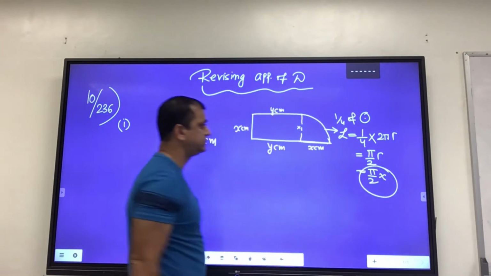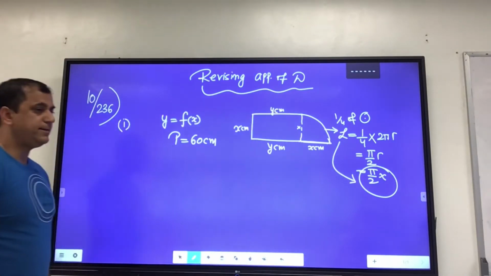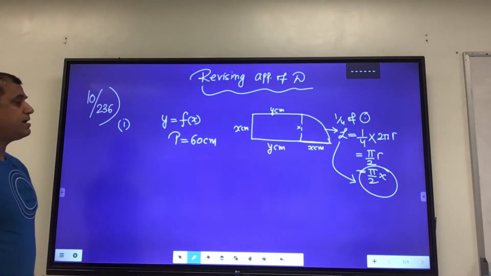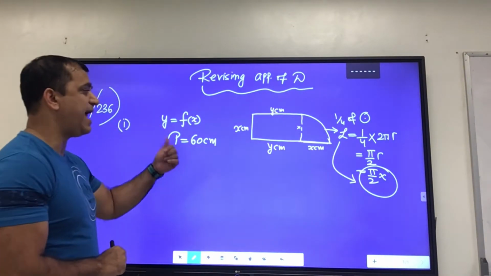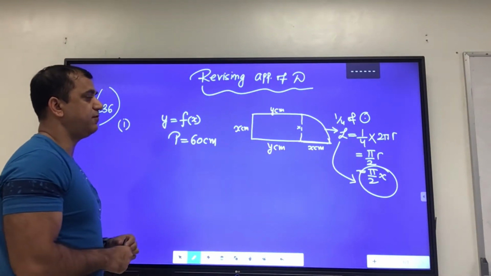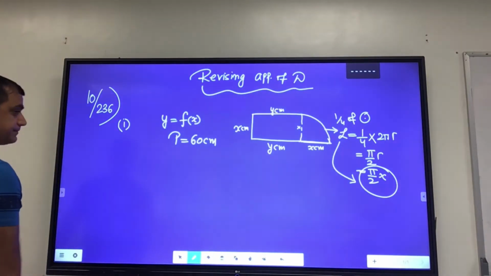Is it clear or not? The length is this much. That okay? 1/4 of the circumference, which is 2 pi r, radius being x, it is 2 pi x by 4, which is pi x by 2 or pi by 2 x. Clear? Clear, okay?